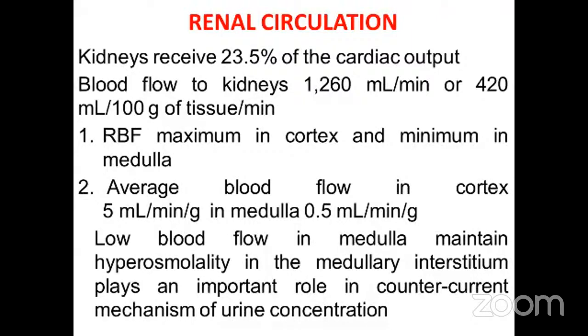Because of this low blood flow to the medulla, it maintains hyperosmolality in the medullary interstitium, which plays an important role in the countercurrent mechanism of urine concentration. And this hyperosmolality is because of the low blood flow to the medulla, that is only 0.5 ml per minute per gram.